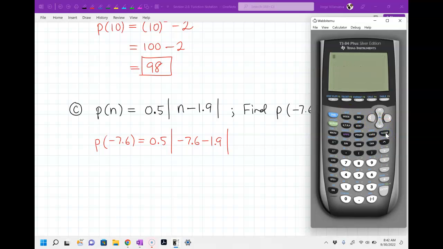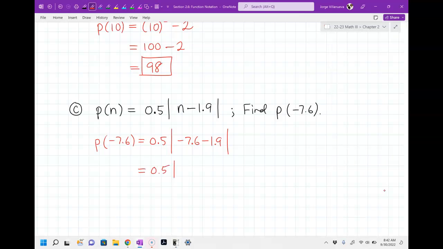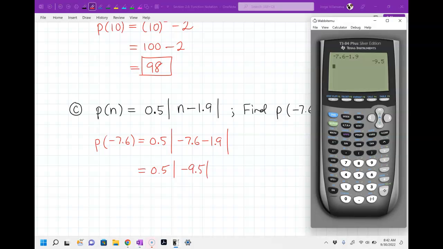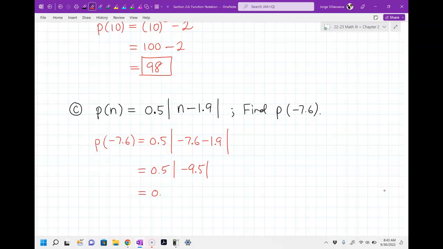All right, so everybody's calculator is going to look a little different, right? So I'm going to type in the inside first, okay? Negative 7.6 minus 1.9. I'm going to hit enter. It gave me a negative 9.5. So this is negative 9.5. Okay, the absolute value of negative 9.5 is 9.5, right? So 0.5 times 9.5.